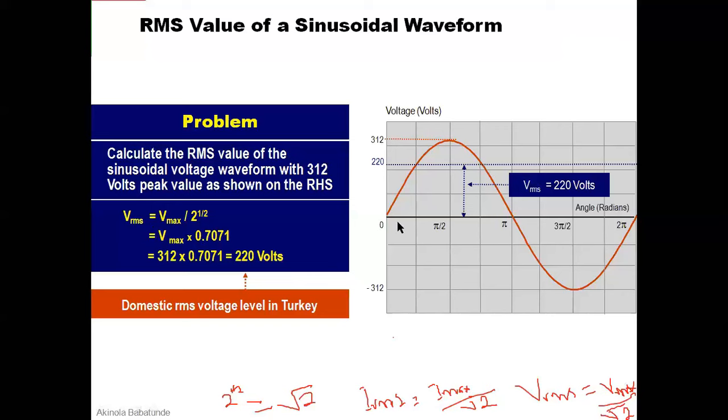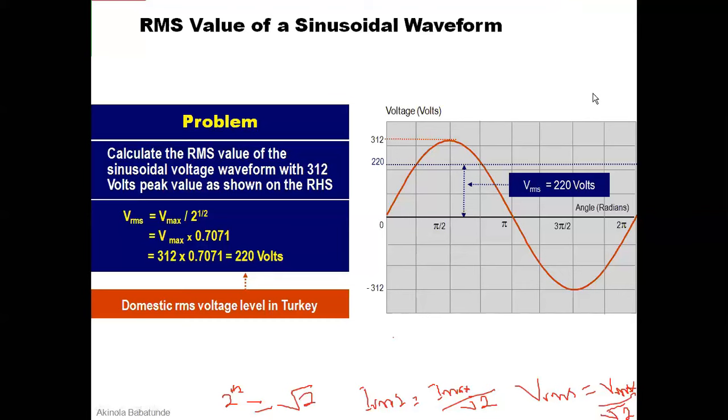Where is 220 volts on this graph? This is where it is on the graph. Okay, so your V_RMS is going to be equal to 220 volts, and then your peak value will be equal to 312 volts. Okay, the amplitude value of the AC voltage is 312, and then your V_RMS will be 220 volts. Okay, so in Turkey, domestic RMS is going to be 220 volts, and not only in Turkey, in most of the countries, I know that the domestic RMS voltage level is equal to 220 volts. So, and then even in Cyprus that we are in here.